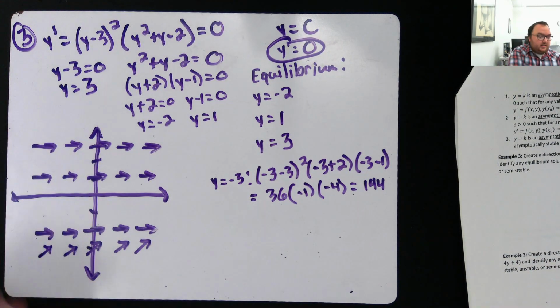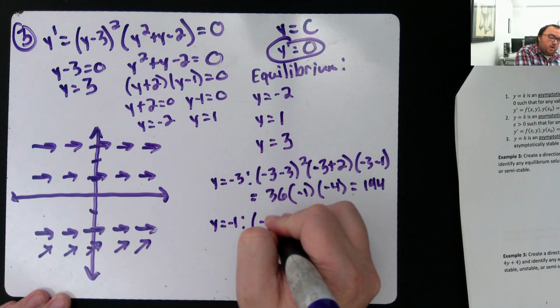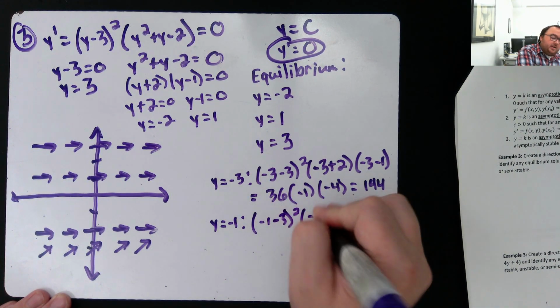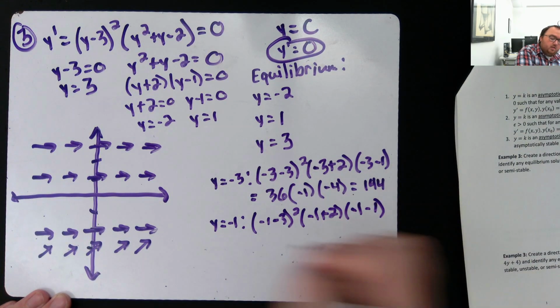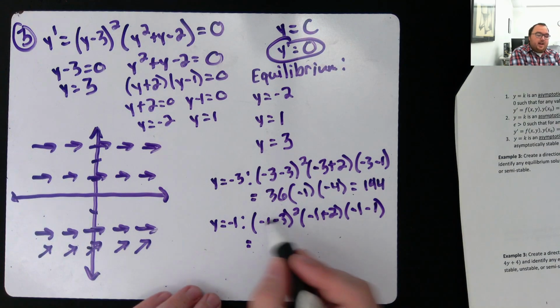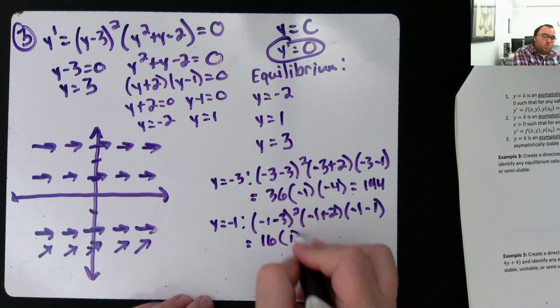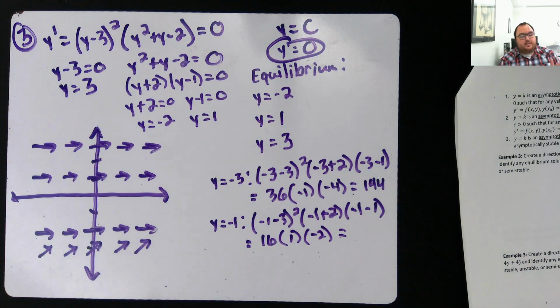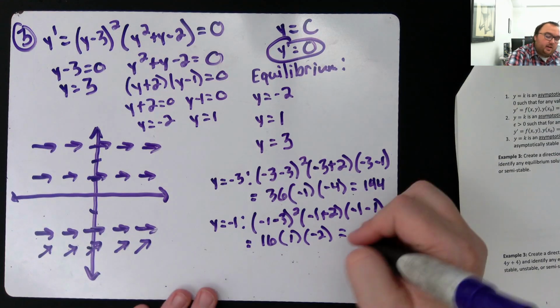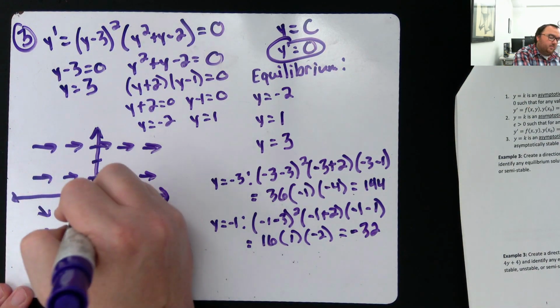Now above it is y equals -1. So -1 minus 3 squared times -1 plus 2 times -1 minus 1. That's going to be -4 squared, which is 16. -1 plus 2 is 1. -1 minus 1 is -2. 16 times 1 is 16 times -2 is -32. So these are pointing down.